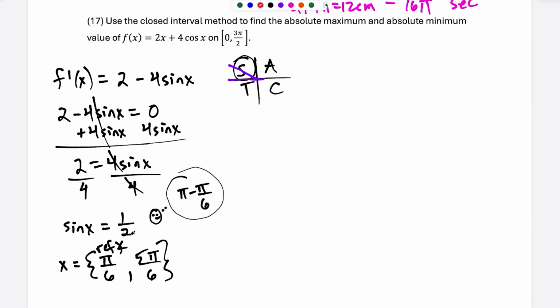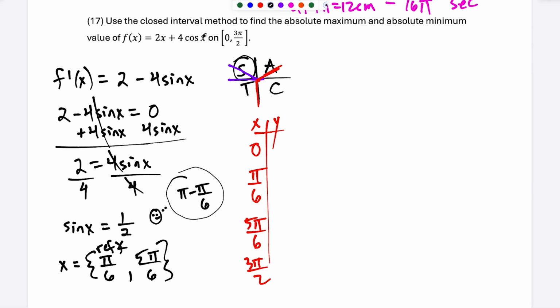And now from here, we take these values and throw them in a table along with the endpoints 0 and 3 pi over 2. So we're going to have 0, which is one of the endpoints, then pi over 6, then 5 pi over 6, and the other endpoint at 3 pi over 2. So we're just considering these values here.